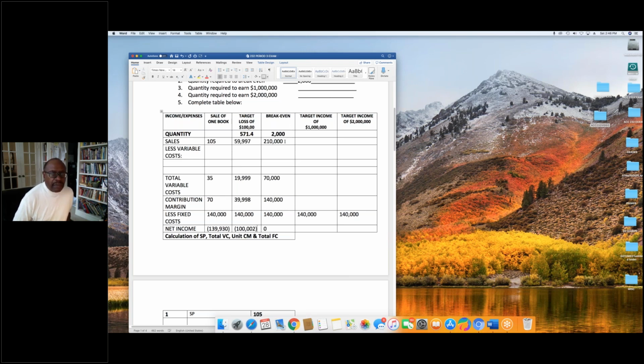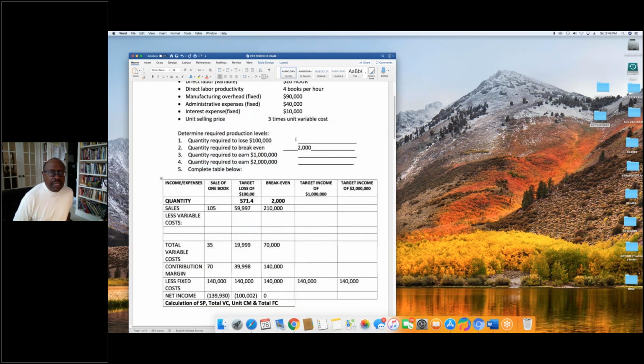So here then we worked the second one out. 571.4 becomes the amount to lose. Let me just see if I can delete some of these. Let's delete these.